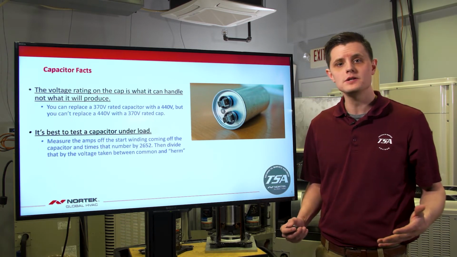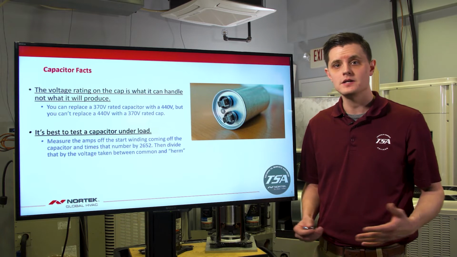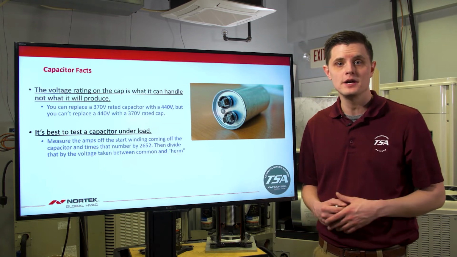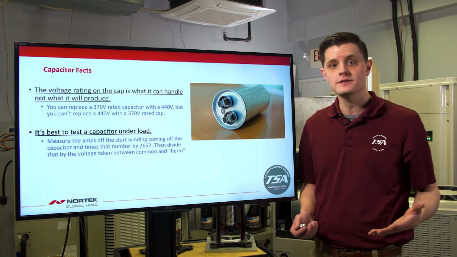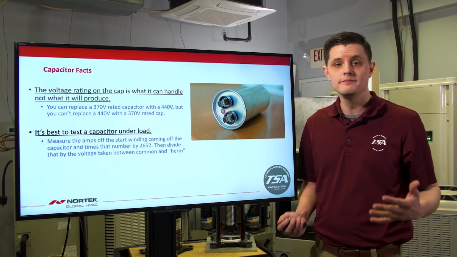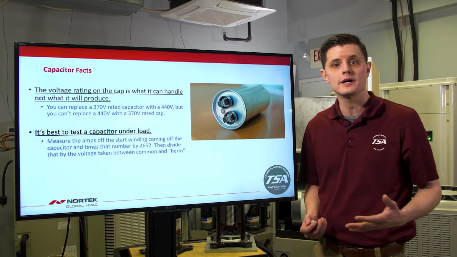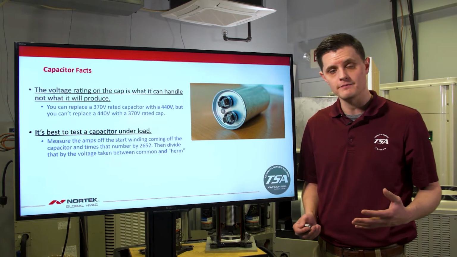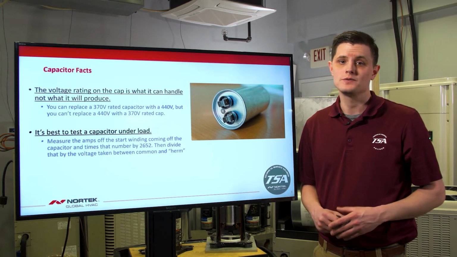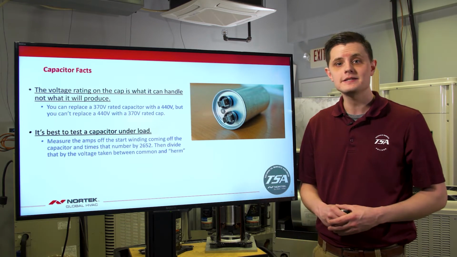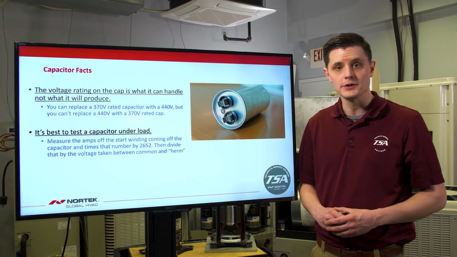So there are two ways that you can do this. The first way is that you can take all the wires off the capacitor, de-energize the capacitor, and then use your meter to test the microfarad reading on that capacitor by using the battery in your meter. The second way, which is really the more accurate way, is to test a capacitor when it's under load.